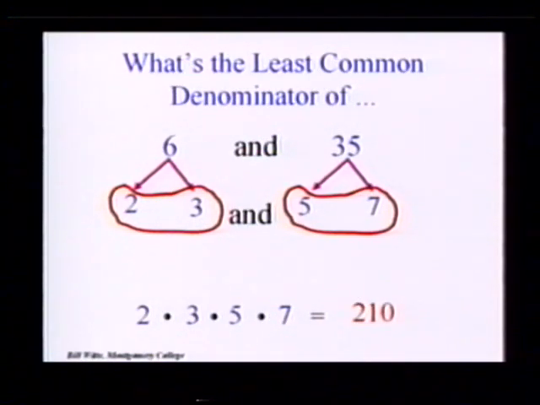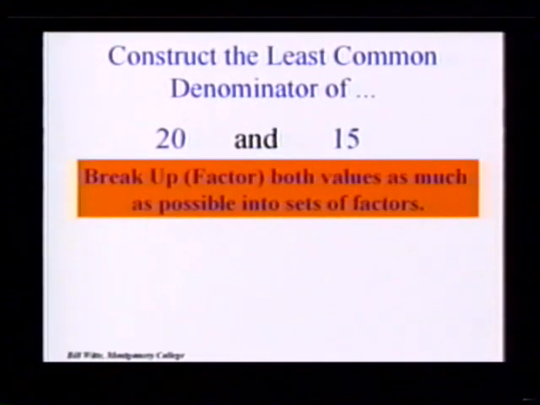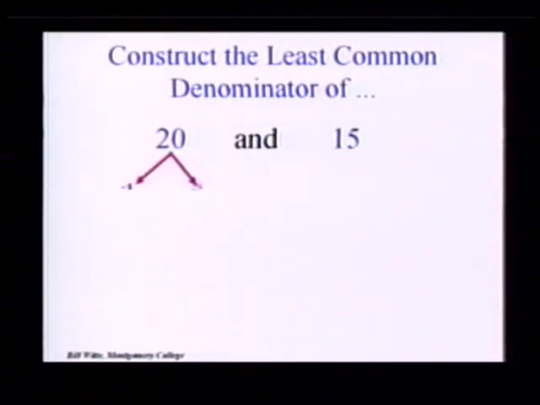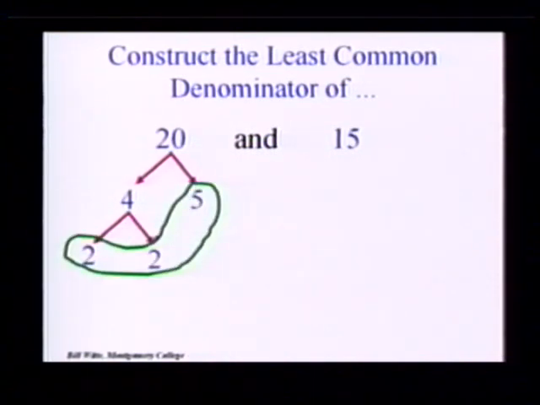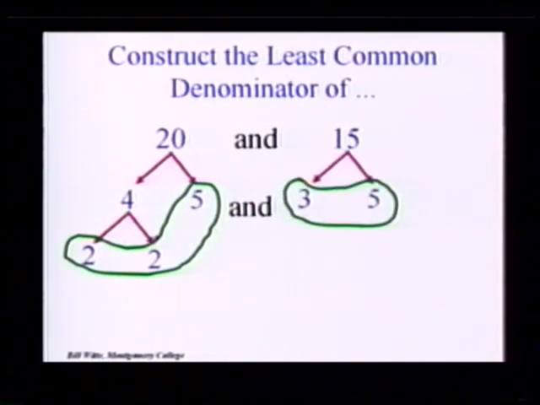Well, you probably want another one. Okay, let's do another. 20 and 15. Maybe you could do that one in your head, but let's use the same method. Let's break 20 up as far as it'll go. 4 and 5. Now 4 can go further. All the way, baby. Okay. And that's as far as 20 can be broken up. 15, not so bad. 3 and 5. And that's his prime factorization.